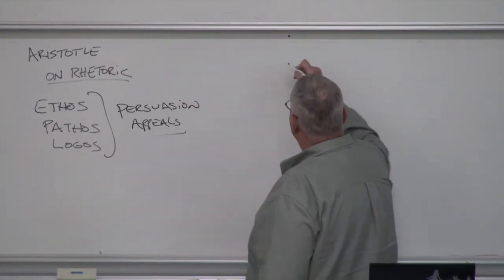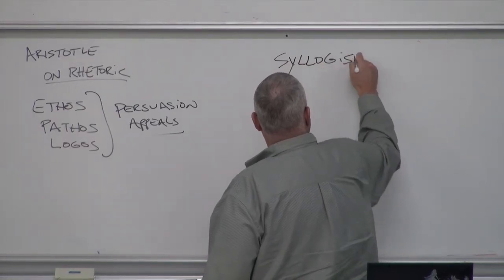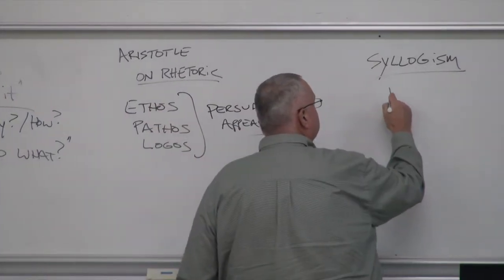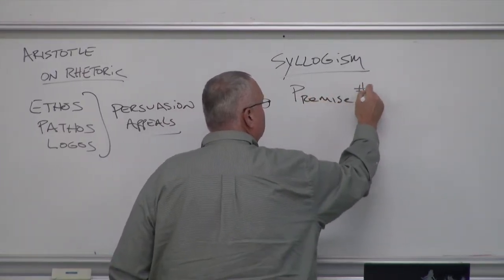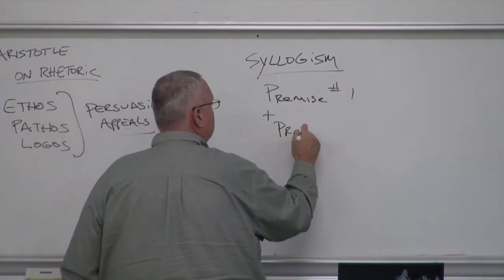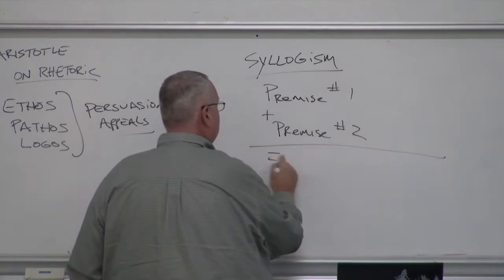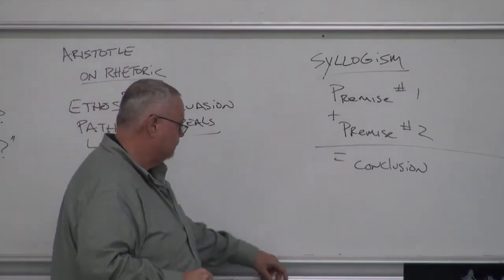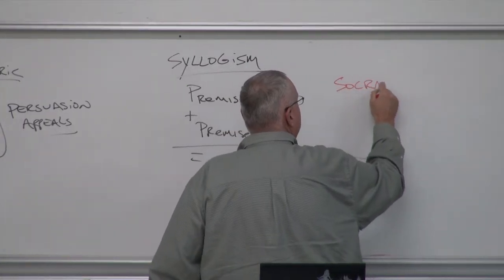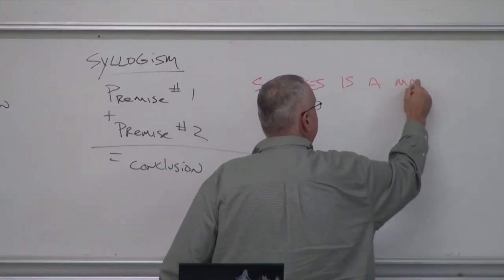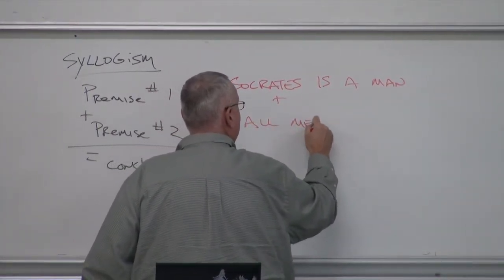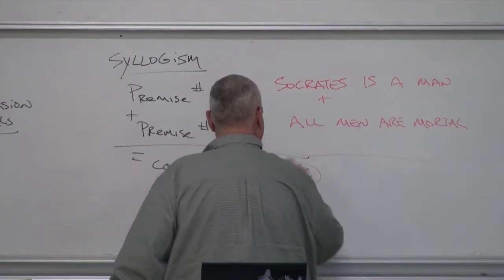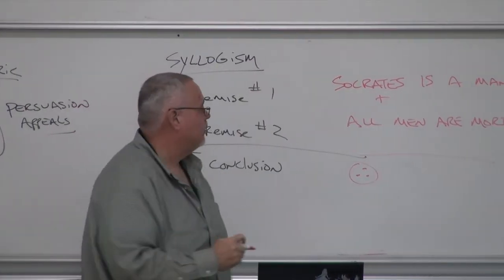Aristotle also said that an argument can be formed, and he calls this the syllogism, and the structure looks like this. Premise number 1 plus premise number 2 equals the conclusion. And here is his example. His example is Socrates is a man plus all men are mortal. And what do you think the conclusion is? Socrates is mortal, absolutely.